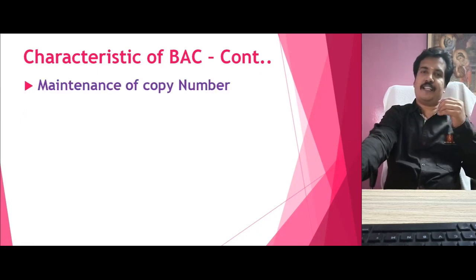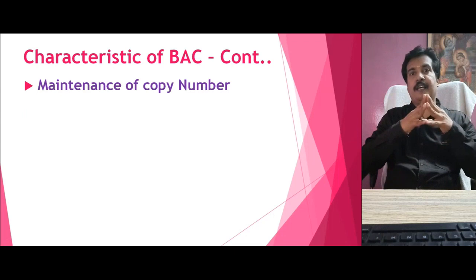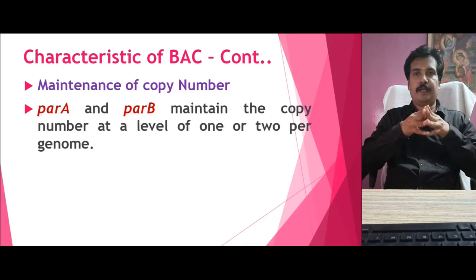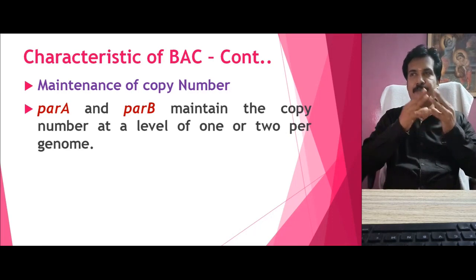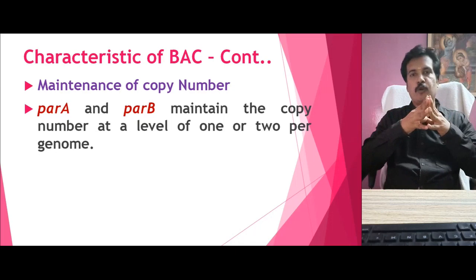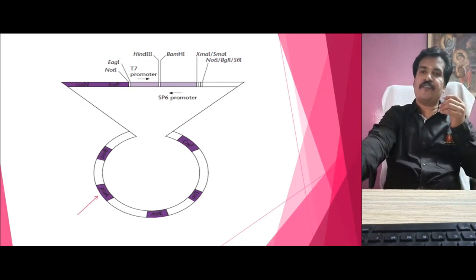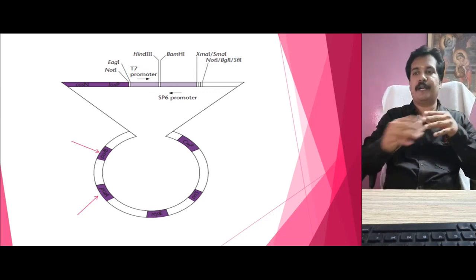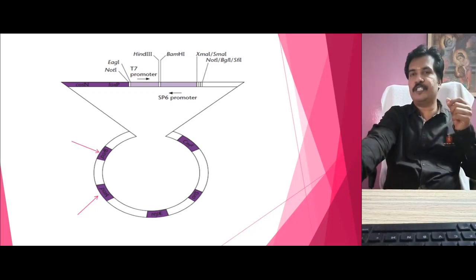The next main characteristic we can see in the BAC is the copy number. The BAC should maintain a particular copy number. Generally there are certain genetic sequences, especially parA and parB, that maintain the copy number at around 1 to 2, because a higher copy number leads to instability of this chromosome and we are not able to get the DNA in enough quantity. As you can see from the figure, parA and parB, which are present next to the repE gene, help to maintain this copy number. Generally a copy number of 1 or 2 is more than enough.